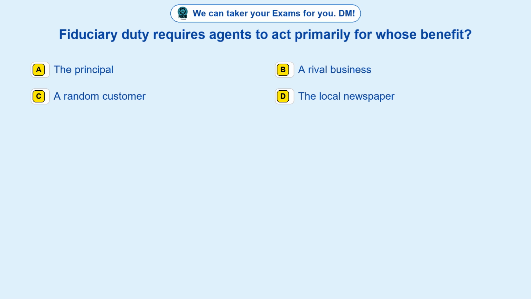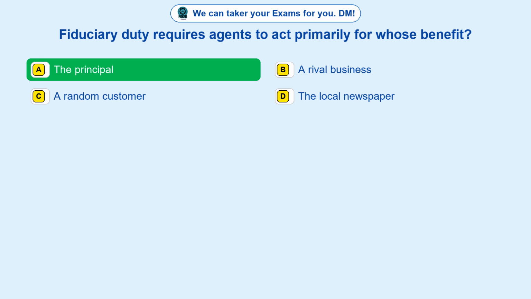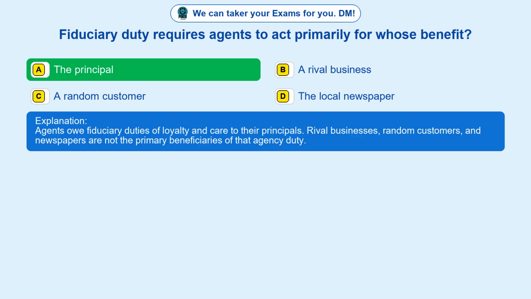Question 65. Fiduciary duty requires agents to act primarily for whose benefit? Option A, the principal. Option B, a rival business. Option C, a random customer. Option D, the local newspaper. The correct answer is option A, the principal. Agents owe fiduciary duties of loyalty and care to their principals. Rival businesses, random customers, and newspapers are not the primary beneficiaries of that agency duty.